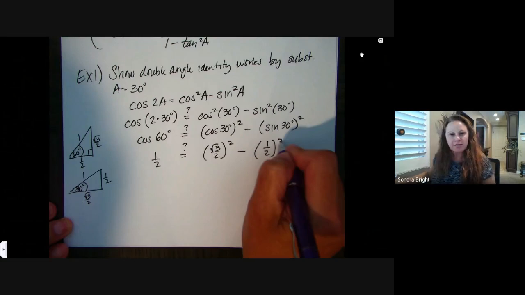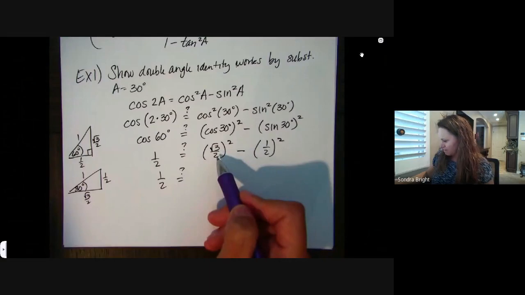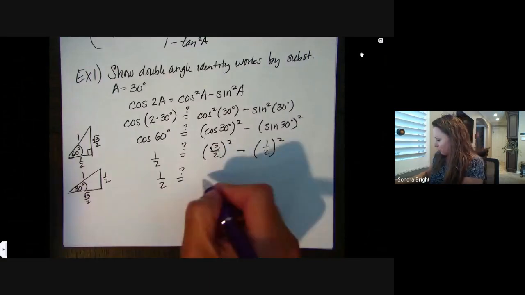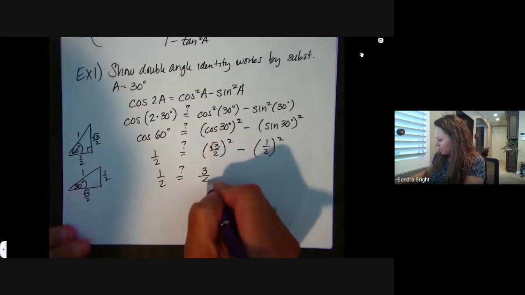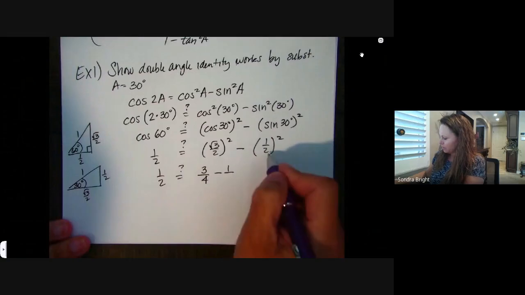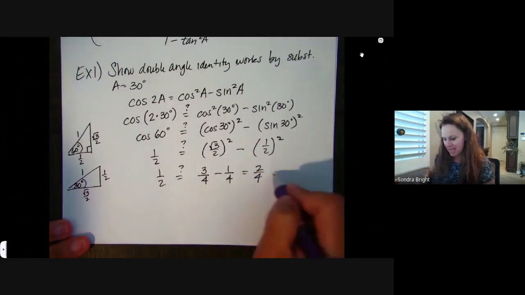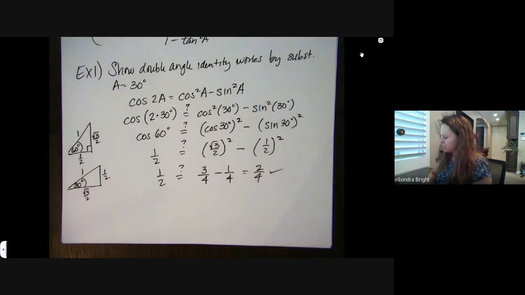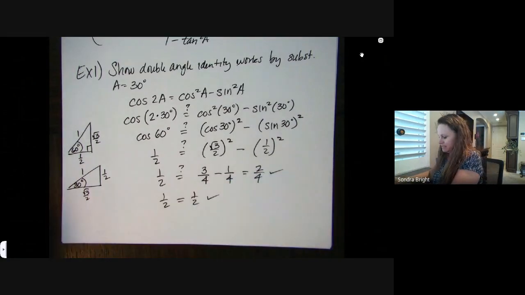Well, when you square rad 3 over 2, it's rad 3 times rad 3, which is 3, and 2 times 2 is 4. And when you square 1/2, it's 1 times 1 is 1, and 2 times 2 is 4. And that's 2 over 4. Yep, true. Yay. Because 1/2 is equal to 1/2, because 2 over 4 is 1/2. All right. Not too bad, right? Let's do another one.